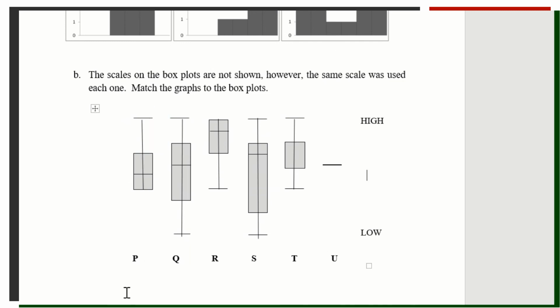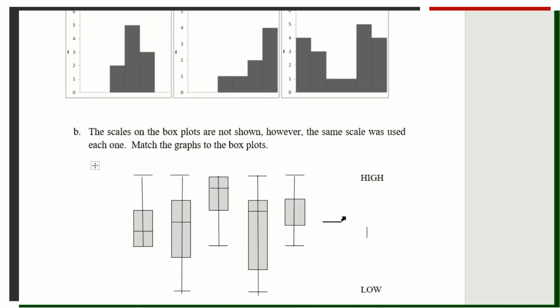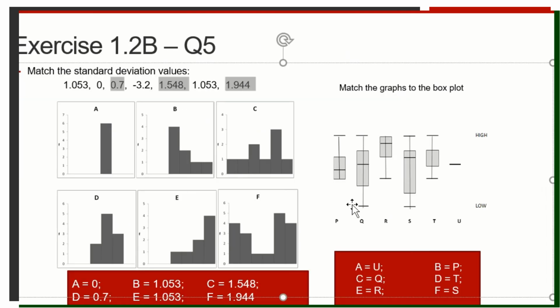This box plot represents P. This box plot represents Q. This box plot represents R. Okay? High to low. What does the high to low tell you? This is the minimum, maximum. Minimum, maximum. Understand? So this one with only one line, that means only one data, right? What does that tell you? This one will match histogram A. Okay? A is U.